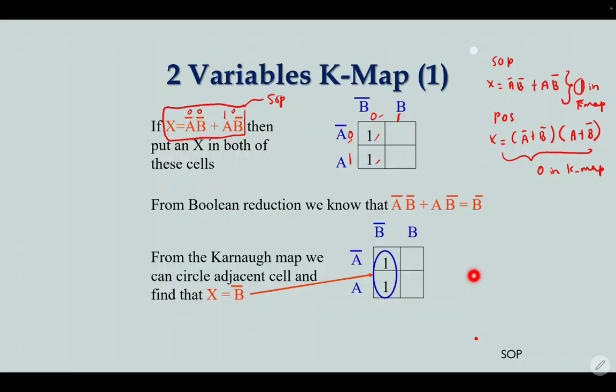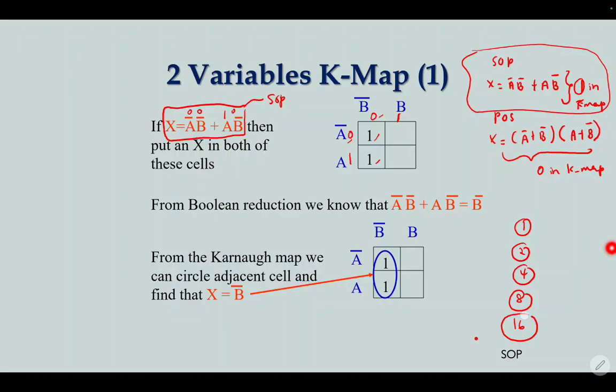Position of 1 means SOP, and then now you have to do Boolean simplification. You can do a group of 1, 2, 4, 8, 16. This is 4 times 4. For a 2-bit binary, you can do a group of 1, a group of 2, and a group of 4.